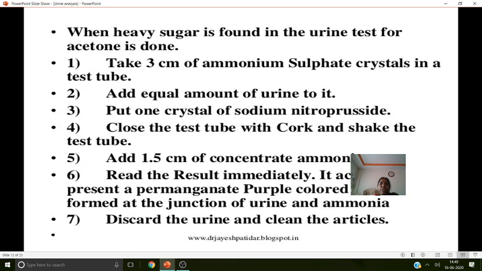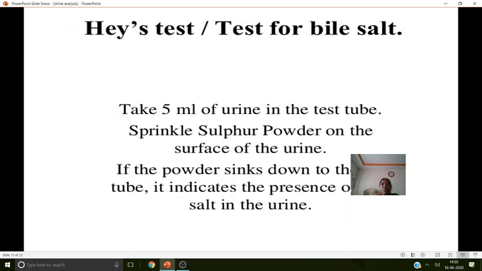Read the result immediately. If acetone is present, a permanganate purple color ring is formed at the junction of the urine and ammonia. Discard the urine and clean the articles.